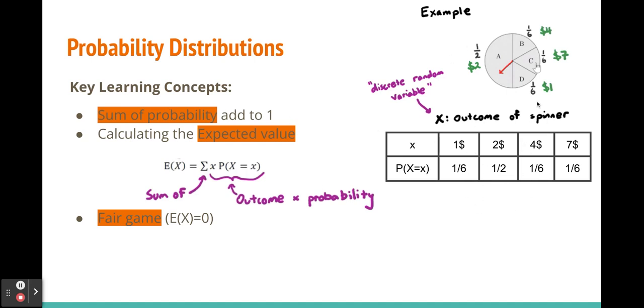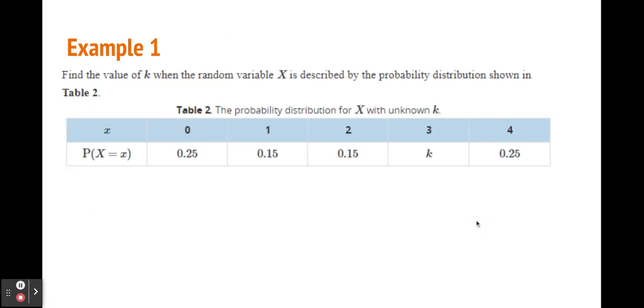We're going to be looking at problems and creating what's called a probability distribution table and answering many questions with that. Okay, let's take example 1 for today. Find the value of k when the random variable x is described by the probability distribution shown in table 2. What you're noticing here is we have the probability distribution of x with unknown value k. In this situation, we have 5 different possible outcomes from 0 all the way to 4. The probability for each of the outcomes is described, and the only one we're missing is k.